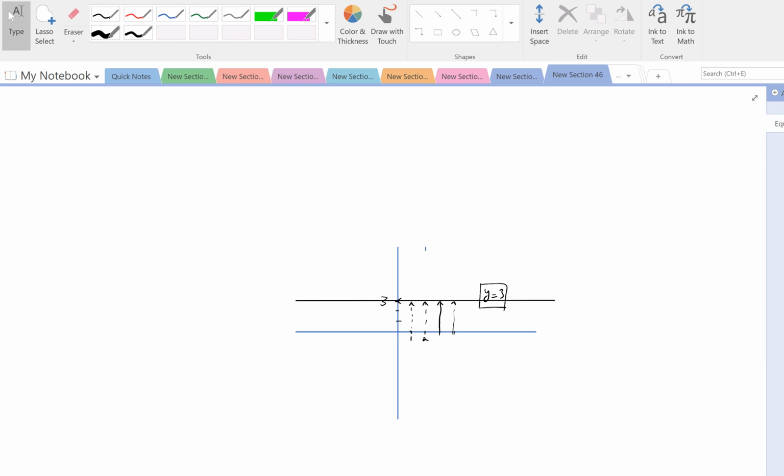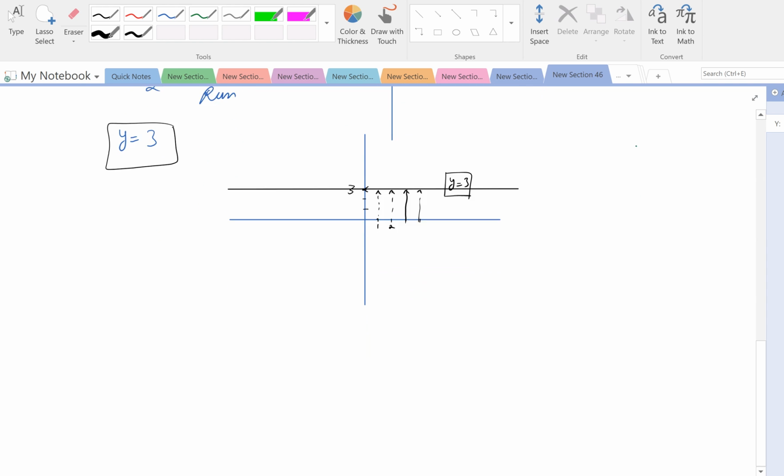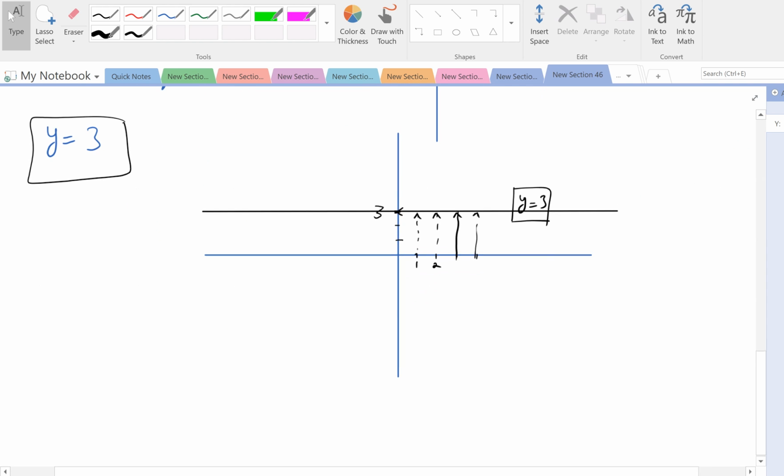For example, if you have y equals -1, that is going to be a line passing through -1, a horizontal line, which is just going to look like that, right?